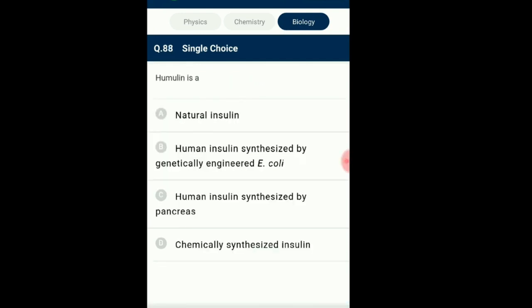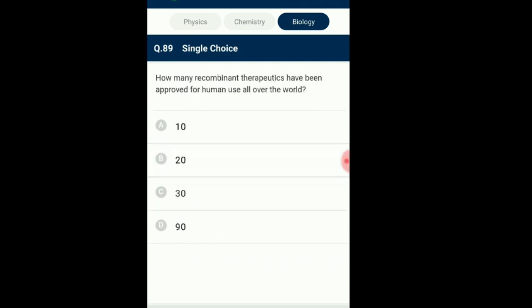Question number 88. Humulin is a... In 1983, an American company, Eli Lilly, prepared 2 DNA sequences corresponding to A and B chains of human insulin and introduced them into a plasmid of E. coli to produce insulin chains. Chains A and B were produced separately, extracted, and combined by creating disulfide bonds between them to form human insulin. So the answer is option B: human insulin synthesized by genetically engineered E. coli bacteria.